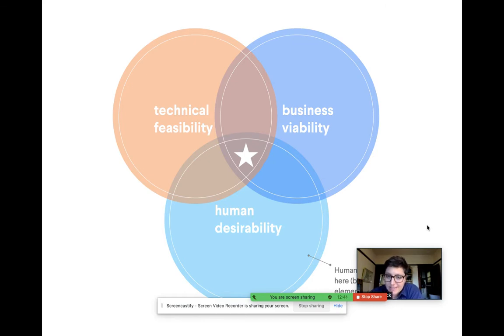But the truth is that in order to be truly innovative, you have to get to the center of that Venn diagram. You have to get to the star. Something has to be technically possible. It has to make sense in terms of a market. And it also should meet a human need. I think the thing to say for us is that we just start with that perspective of human desirability.